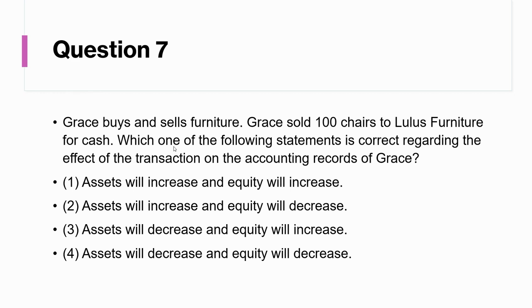And then option 2 says assets will increase, which is correct. Equity decrease. No, the equity did increase. When you sell something, your sales they increase equity, but your expenses they decrease equity. So 2 is wrong. Assets will decrease. That's wrong. Assets will decrease. That's also wrong. So the correct answer is 1. Option 1.